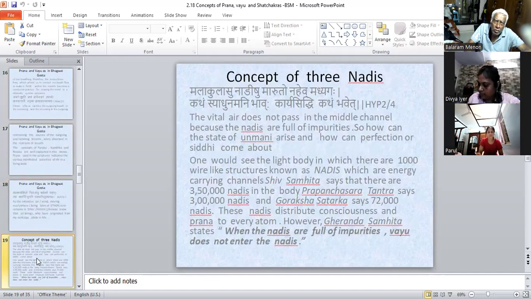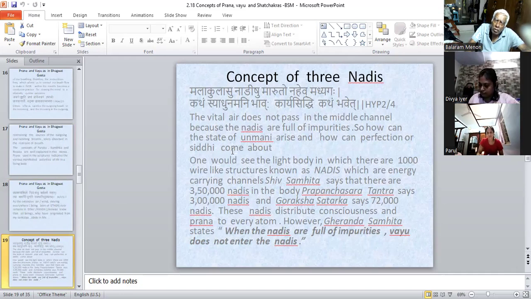Now, Hatha Pradipika. Mala kulesho nadisu, maruto naiva madhyagah, katham syad unmani bhavah, kathan siddhir bhavet. Mala kula: the vital air does not pass in the middle channel. What is the middle channel? Sushumna Nadi. Because the nadis are full of impurities, how can the state of Unmani, that is, the no-breath state, arise, and how can perfection or siddhi come about?